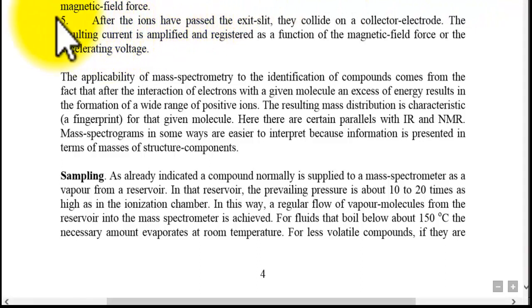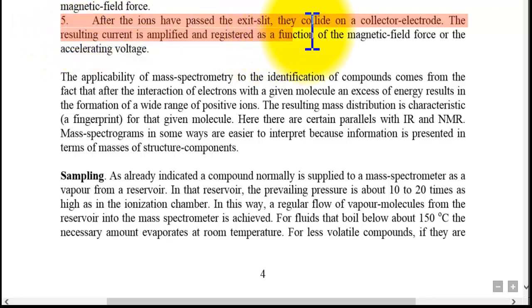The fifth part of mass spectrometry. After the ions have passed the exit slit, they collide on a collector electrode. The resulting current is amplified and registered as a function of the magnetic field force or the accelerating voltage. We can also change the radius of the electron.